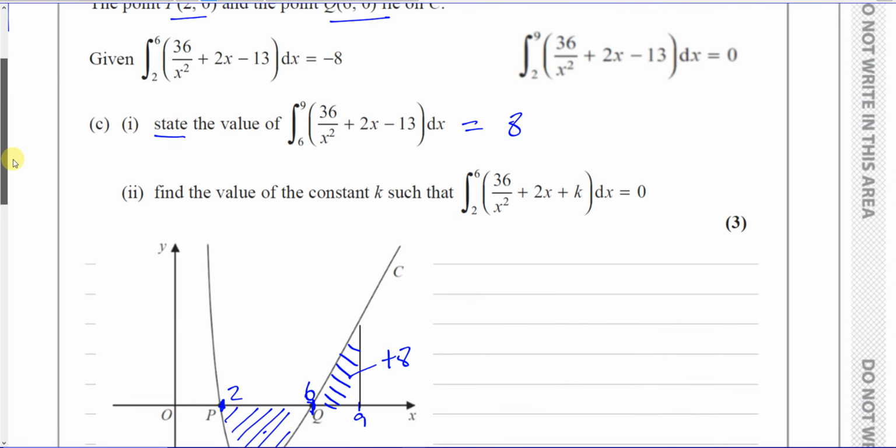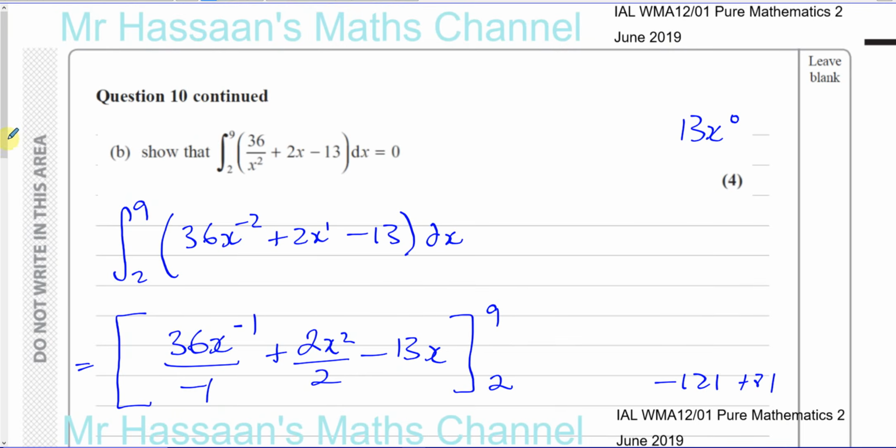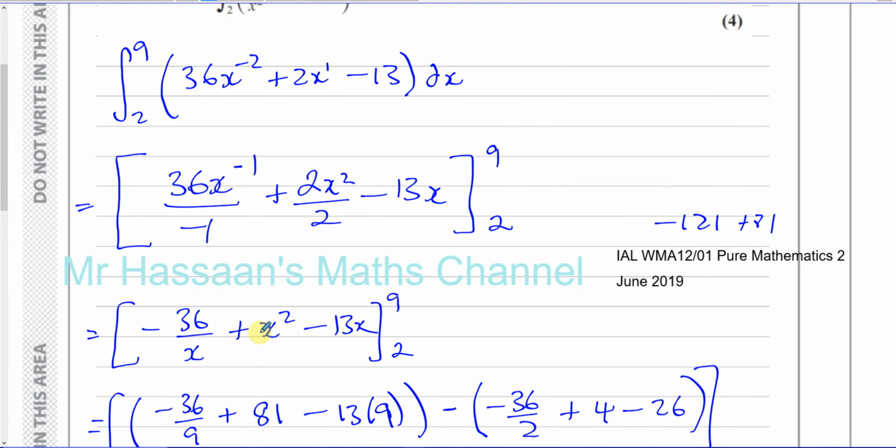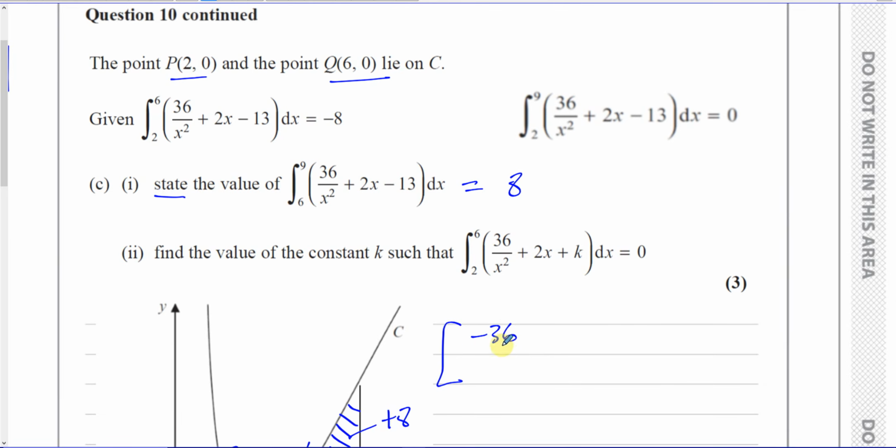Let's do it again. So you're going to integrate this, and when we integrated it, it was minus 36 over x plus x squared, and you're going to have a k there. This gives you minus 36 over x plus x squared plus kx. When you integrate k with respect to x, you're going to get kx, since k is a constant. Between 6 and 2, that has to give us 0.